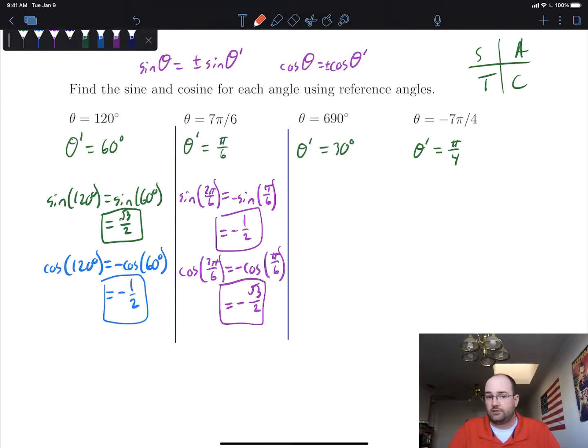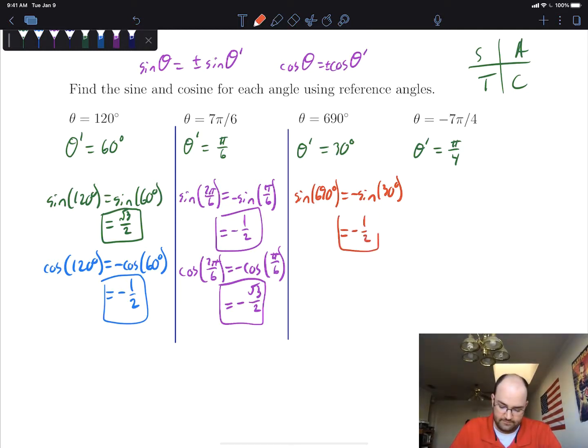Now let's do 690 degrees. The sine of 690 degrees. Well, looking at our quadrants here, 690, 360, and then all the way a little more, and then just a little bit less than 720. So we're actually in quadrant 4. And in quadrant 4, cosine, not calculus, cosine is positive, which means sine has to be negative. So it'd be negative sine of 30 degrees. And negative sine 30 degrees just gives me negative a half.